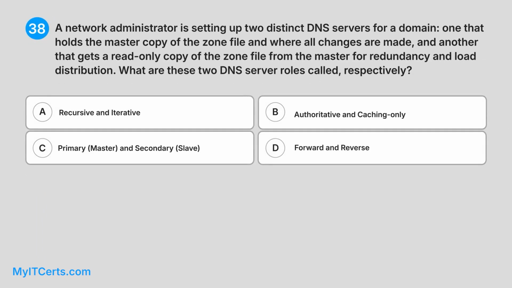38. A network administrator is setting up two distinct DNS servers for a domain, one that holds the master copy of the zone file and where all changes are made, and another that gets a read-only copy of the zone file from the master for redundancy and load distribution. What are these two DNS server roles called, respectively? A. Recursive and iterative. B. Authoritative and caching only. C. Primary master and secondary slave. D. Forward and reverse. Do you know the answer?